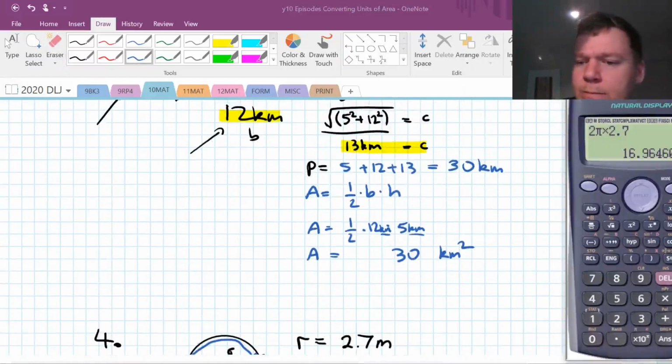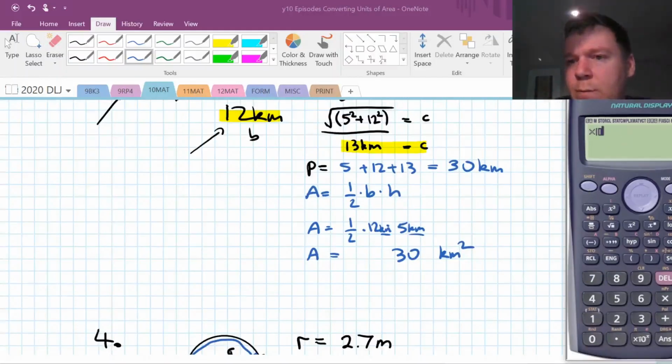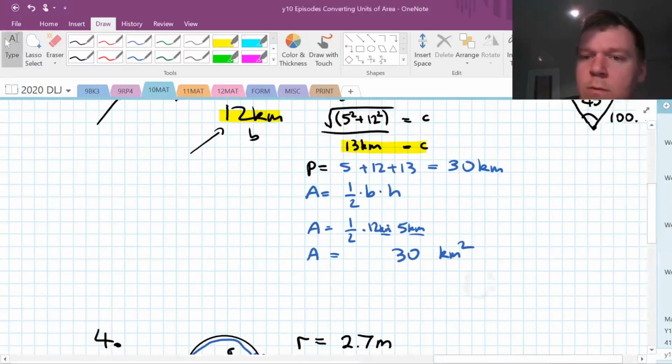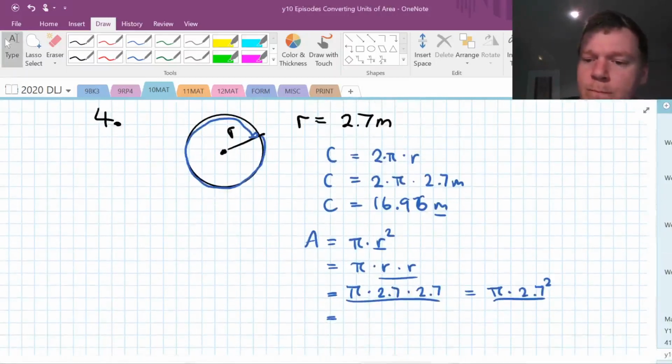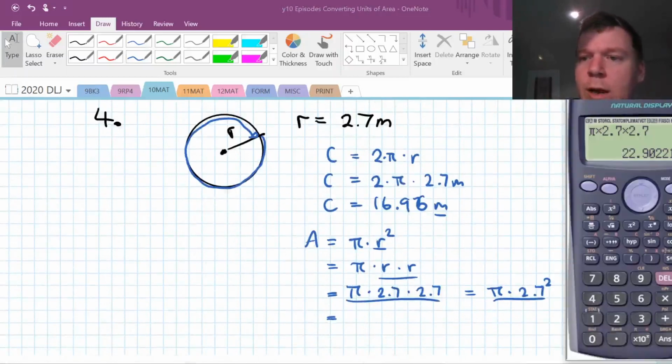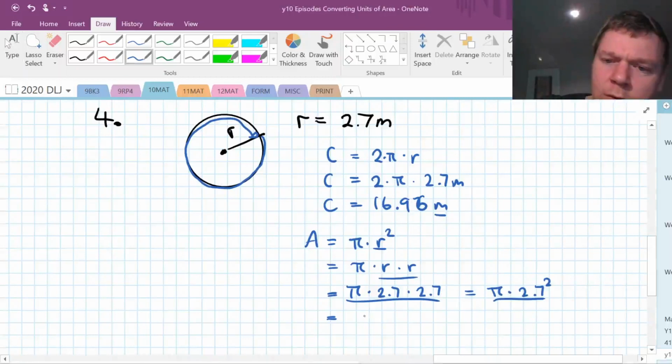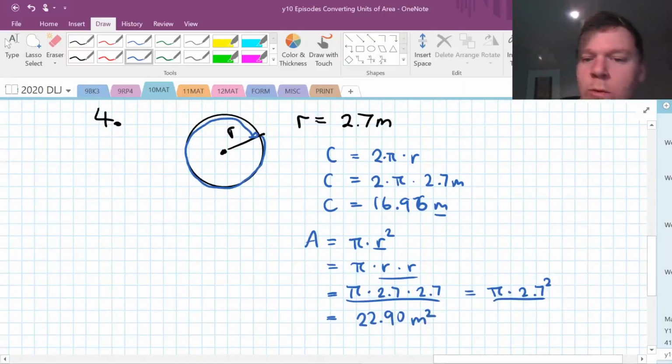Let's put it in our calculator. Shift pi times 2.7 times 2.7 equals 22.90. 22.90 meters squared.